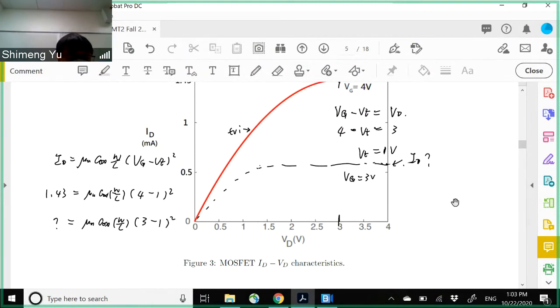What you can do is to calculate this coefficient in front of the voltage terms. So you have this coefficient. From here you can calculate this one and then plug into the second one. You will get the current.